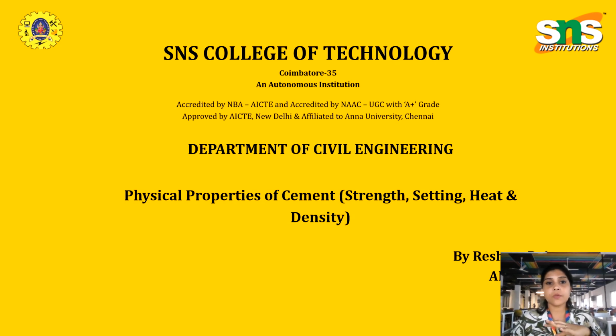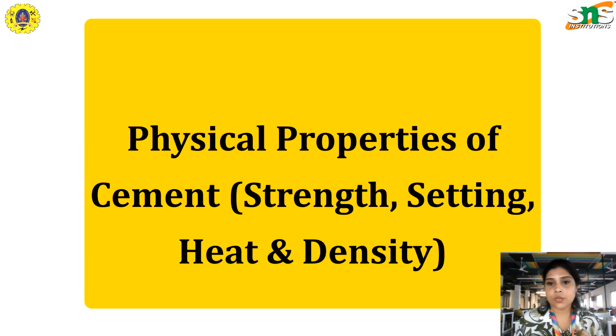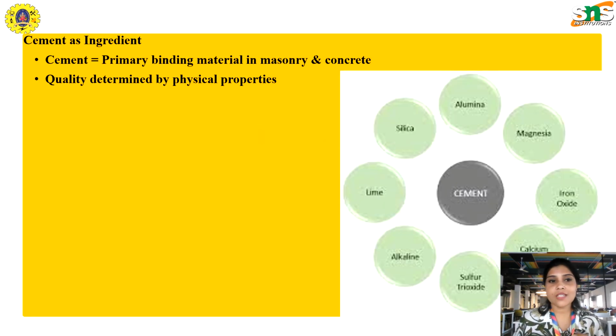So in this video, I'm going to talk about the physical properties: the compressive strength, setting time, heat of hydration, loss of ignition, flexural strength, everything. So let's do a deep dive into it. Cement is the primary binding material I already talked about. Quality is determined by physical properties. Some physical properties I already explained. Here come the other physical properties.